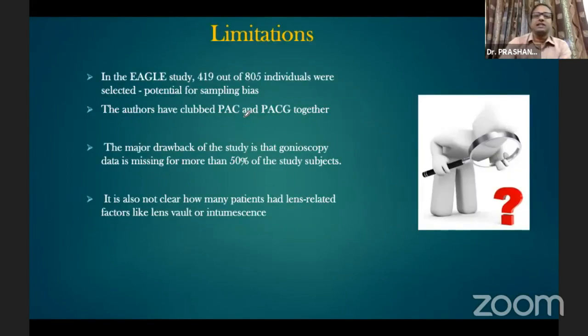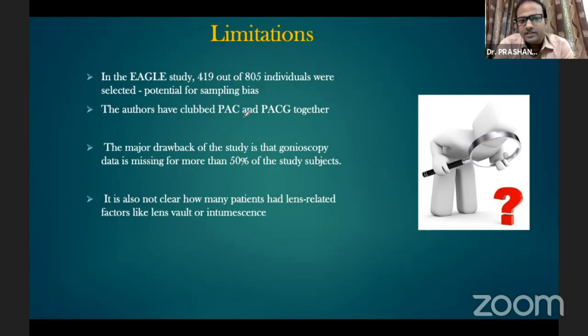But this study has several limitations. First limitation is the sampling bias. Out of 805 patients enrolled for the study, the study was done only in 419 patients. So preferably the patients were selected seeing their IOP levels and other things. The authors have also clubbed primary angle closure and primary angle closure glaucoma together, which is not right because both diseases have different prognosis and different outcomes, so they cannot be clubbed together.